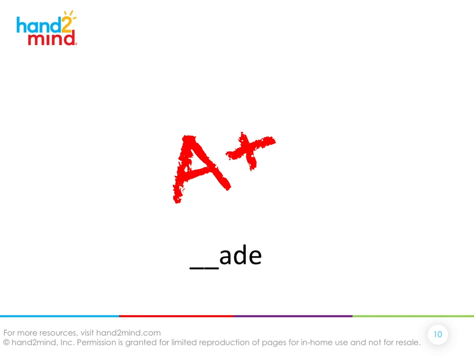Here, I got an A plus as my grade. Now we have the A sound made by a silent E, right? The silent E turns this A into a long A sound, as in the word grade. What is the beginning sound you hear in the word grade?